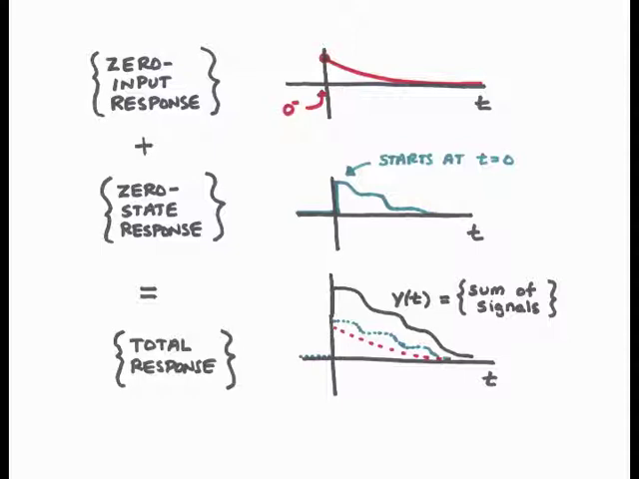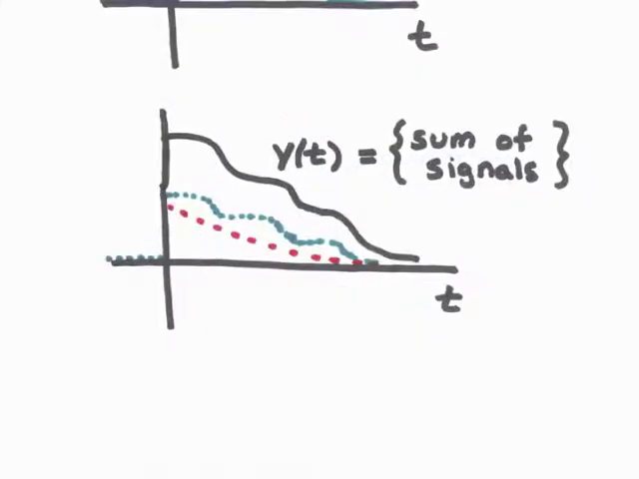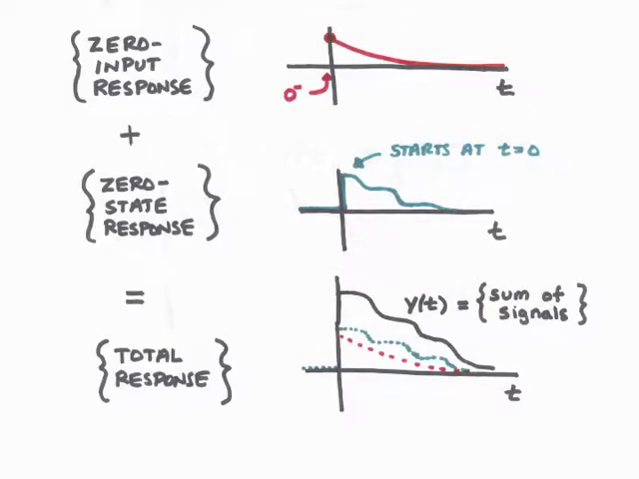Now what I want you to notice from this graph is that the total response can be discontinuous. This is because the zero state response can be discontinuous at time 0. And as a result, y at time 0 plus may be quite different than y at time 0 minus. Y at time 0 minus is only due to the zero input response, and that is the initial condition. So, y just a little bit after time 0 may not be the same as the initial condition. The reason? Because the zero state response has caused a discontinuous change in the value of y.